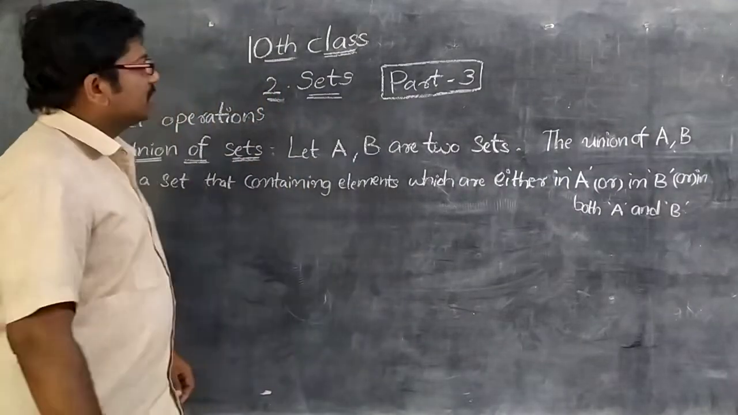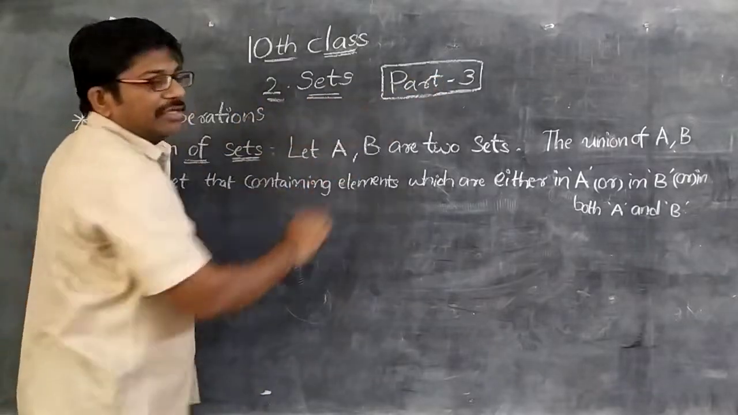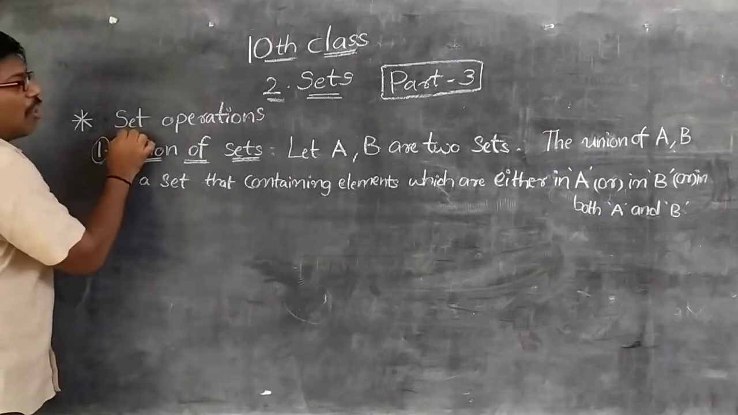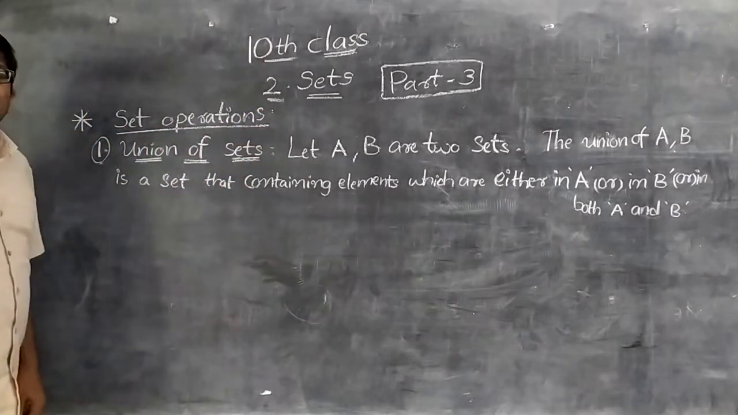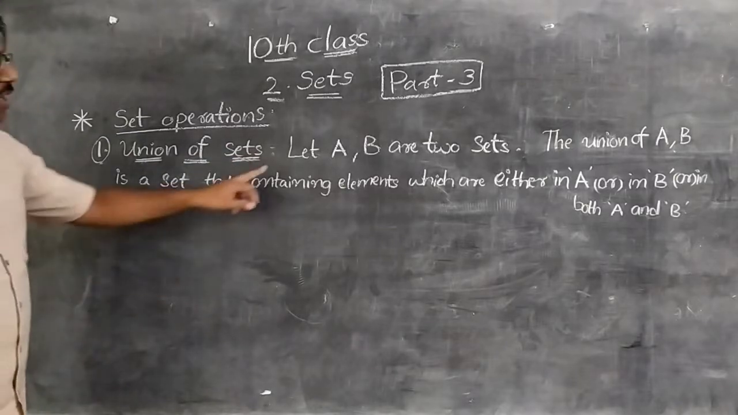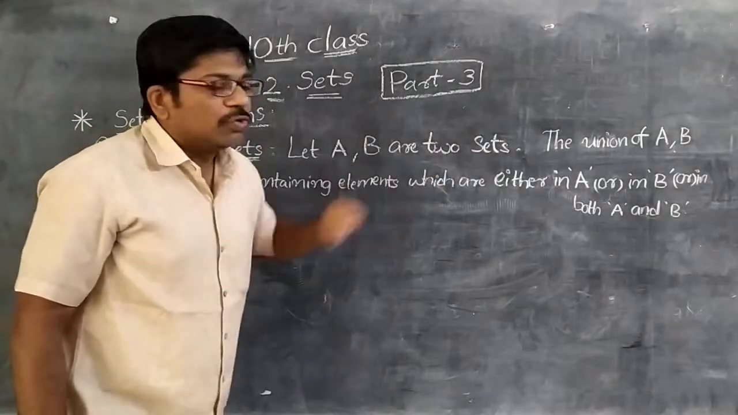Today we will discuss sets part 3. In this part we discuss set operations. The first operation is union of sets. Let A, B be two sets.